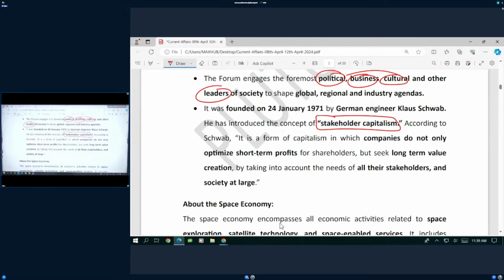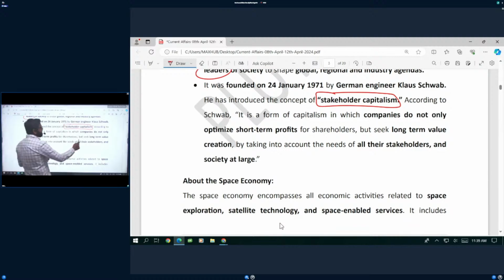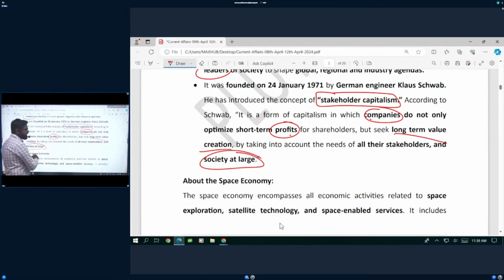According to him, stakeholder capitalism का मतलब होता है it's a capitalism where companies not only focus on profit. Because capitalism का मतलब ही ये होता है, the core of capitalism is capital, that is profit. So corporations run for profit. But he argued no, the company should not run only for profit. That is a short-term goal. They should also have a long-term value creation for the society at large. It is similar to the Gandhian philosophy of trusteeship theory.